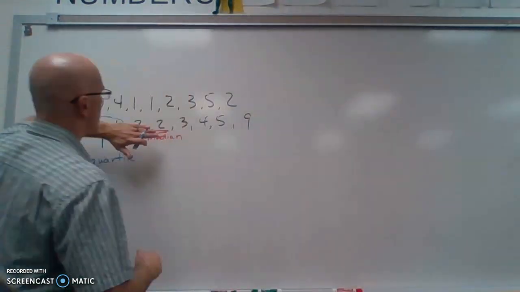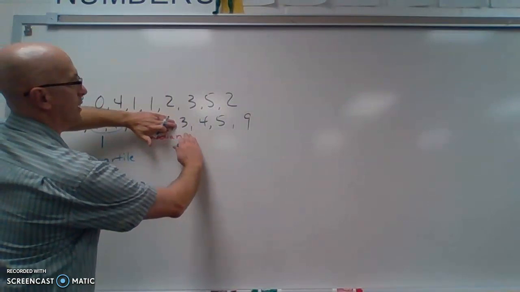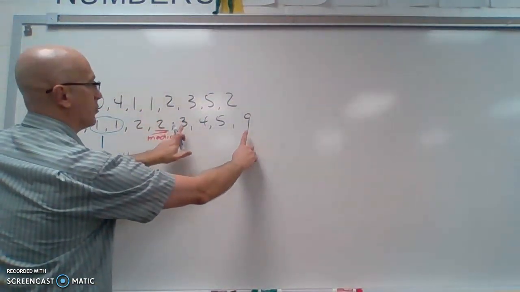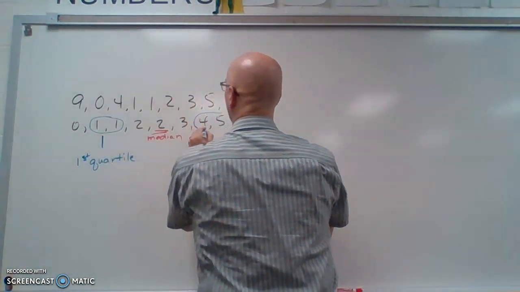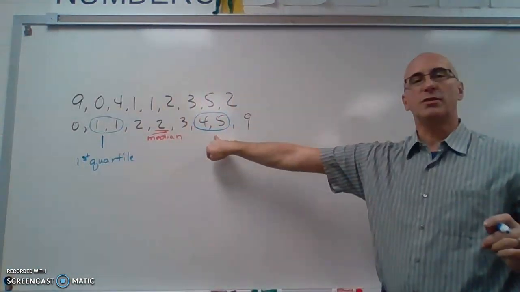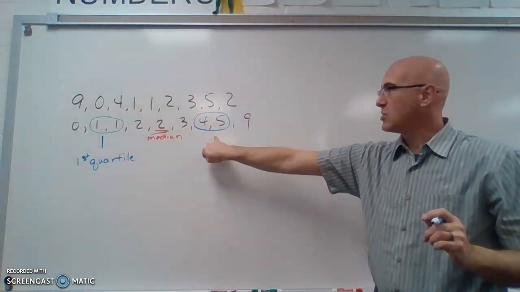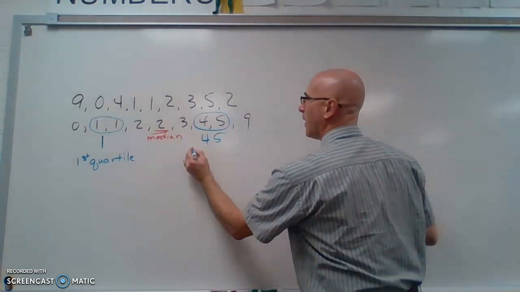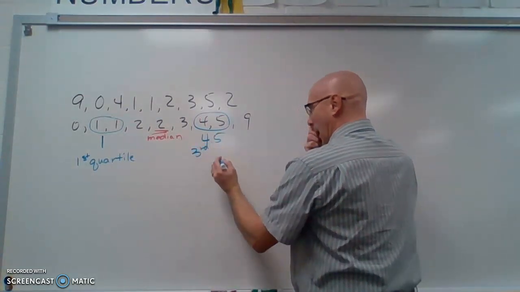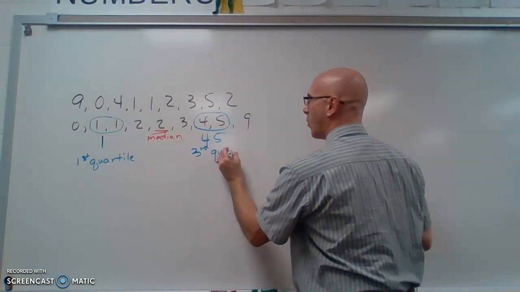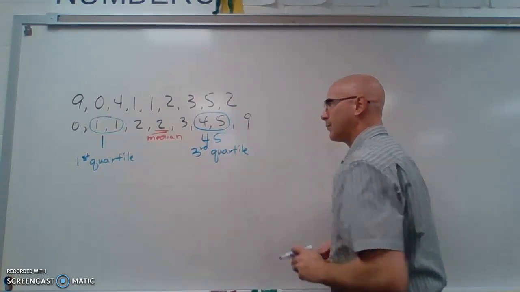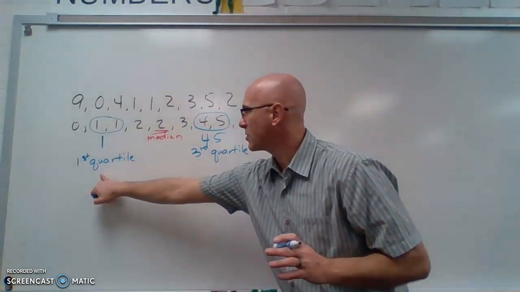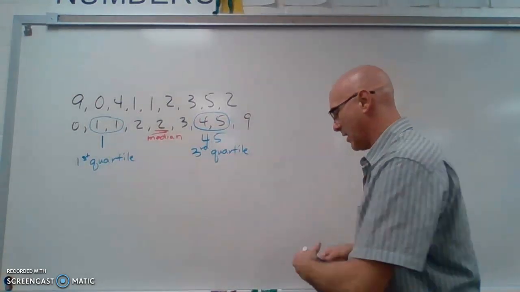Now we're going to do the same thing for everything above our median. We're going to find the median of that smaller group. So I'm going to move here and here. We have two numbers. We add them together, divide by 2. 4 plus 5 is 9, divided by 2 is 4.5. This is what is known as the third quartile. So we found the median, the first quartile, and the third quartile.